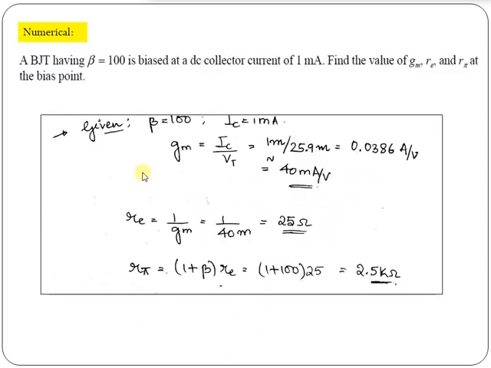So coming to the first numerical, which says a BJT has a beta value of 100, which is biased at a DC collector current of 1 milliamp, and we need to find out the value of gm, re and rπ at the bias point. So beta is 100, IC is 1 milliamp, gm is equal to IC by VT, that gives a value of 40 milliamps per volt. re is equal to 1 by gm. Usually alpha will be taken approximately equal to 1, so directly we have written it as 1 by gm, so this is equal to 25 ohms. And the relationship between re and rπ, this equation will give us the value of rπ, which is equal to 2.5 kilo ohm.